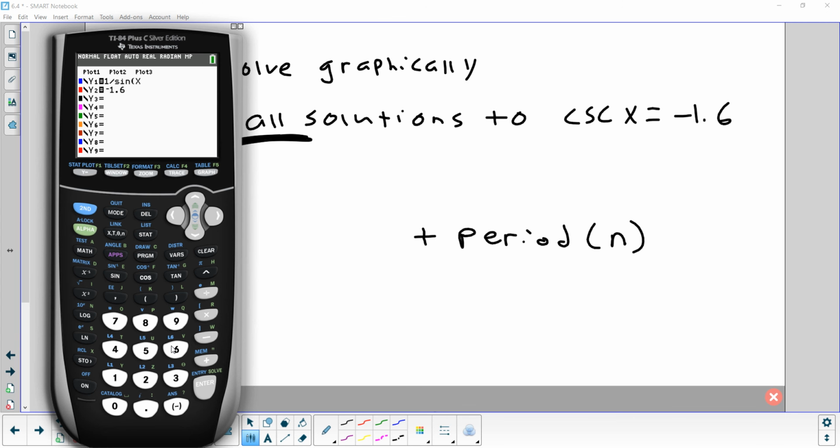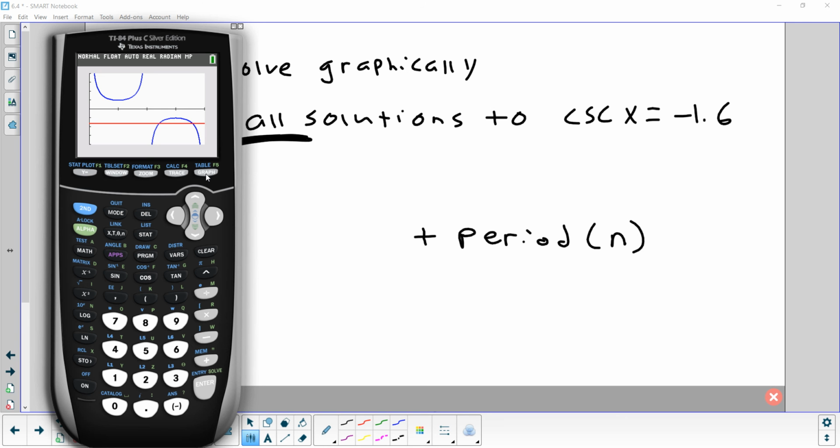Now, I find setting the window helps me because then I don't look at answers I don't need. What's the period of cosecant? 2 pi. So let's not look outside of 1 cycle. We only need to find the answers in 1 cycle and then put plus the period times n. So let's focus on just the first cycle. There's a U shape, there's an N shape, and I want to figure out everywhere that it hits negative 1.6. How many times does it hit negative 1.6?